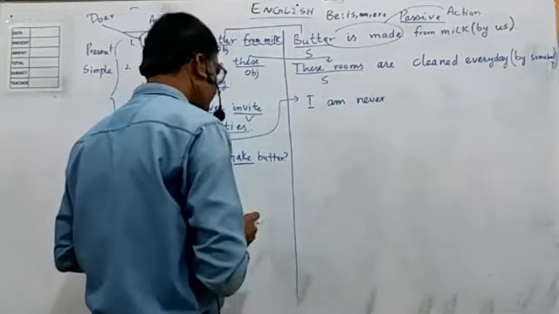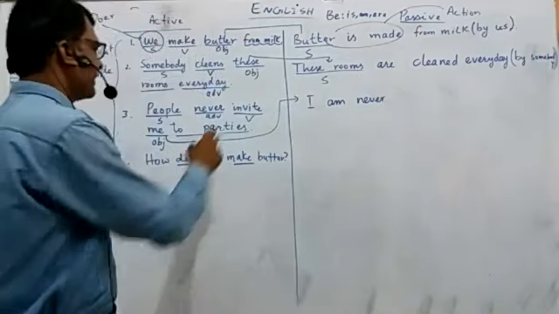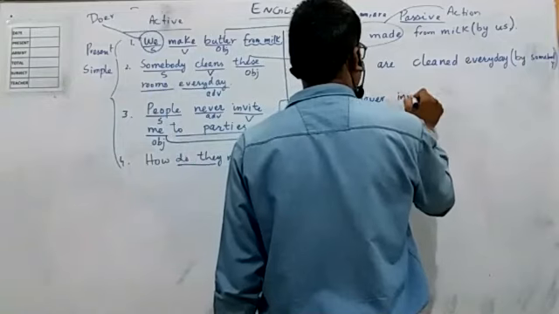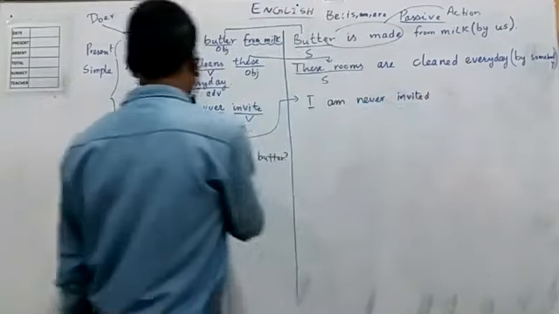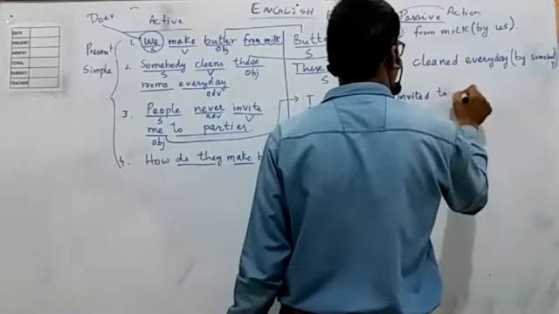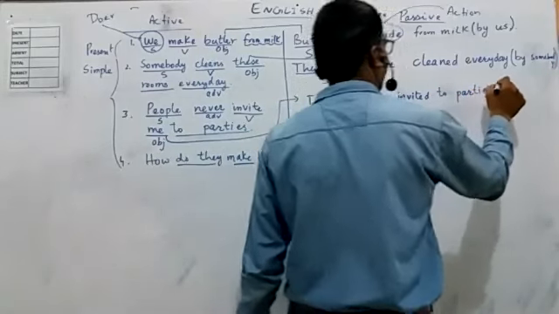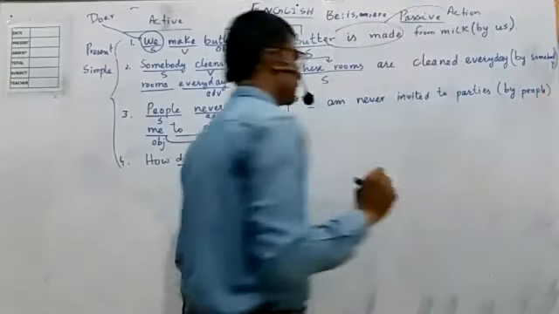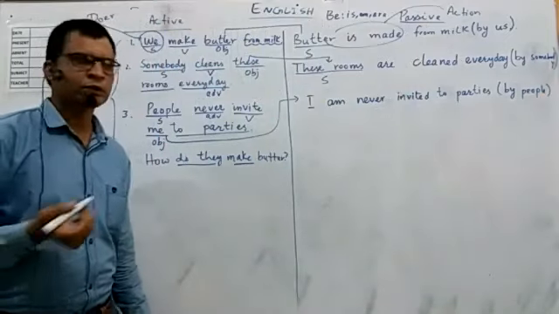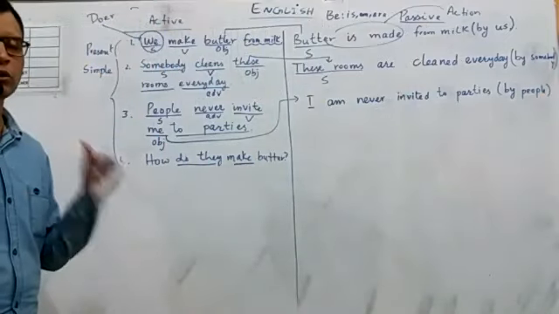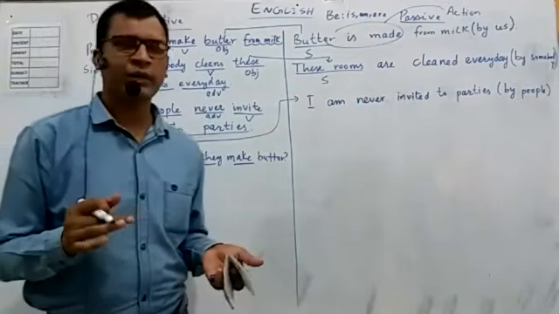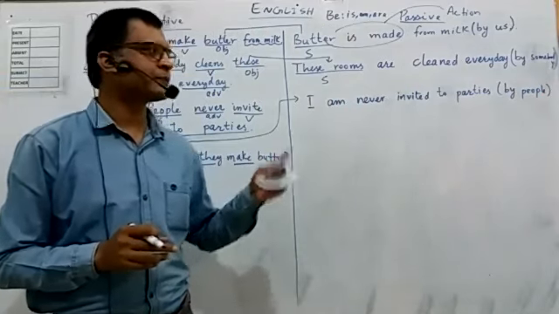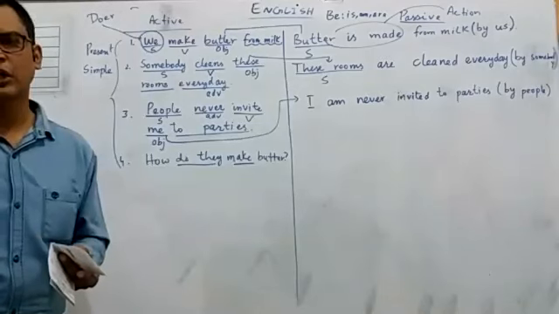Now, the verb is "invite." We will use the third form of the verb. I am never invited to parties. The agent is "by people," which is again an optional one. So, people never invite me to parties: the doer, people, is important. I am never invited to parties: this action of not being invited is important in the passive. "By people," like I said, is an optional one.